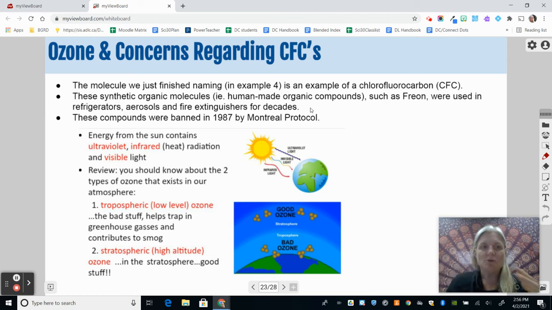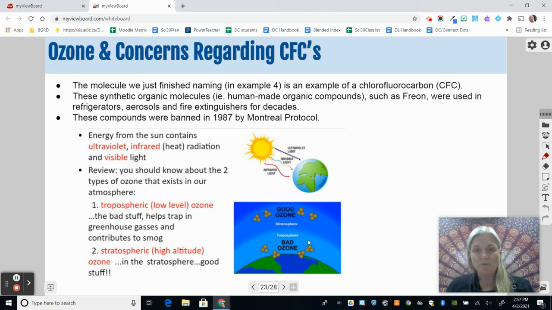So these CFCs were used quite a lot in refrigerators, aerosol, if you had hairspray cans back in the 70s and 80s. They were all in there, fire extinguishers and stuff. But they were banned in 1987 through the Montreal Protocol. You may have heard of that protocol before, but they banned all CFCs as an international agreement that everybody agreed to because they were damaging the Earth's ozone layer.